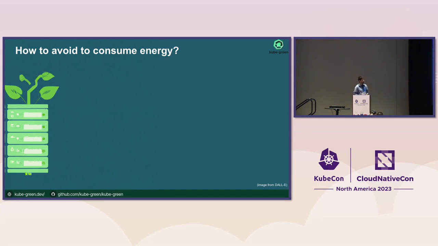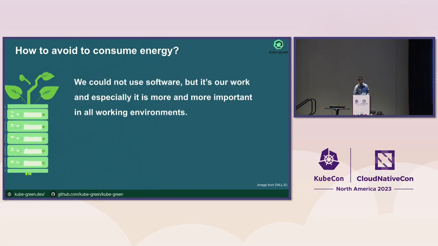But how can we reduce the consumption of energy? Well, we could not use software, but it's our work, so it's quite difficult to not use software, and software is more and more important in all working environments and also in our private life. So the real question is, how can we create more sustainable software?